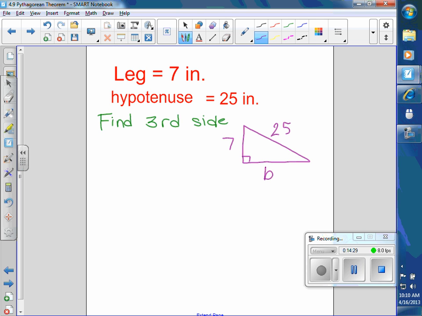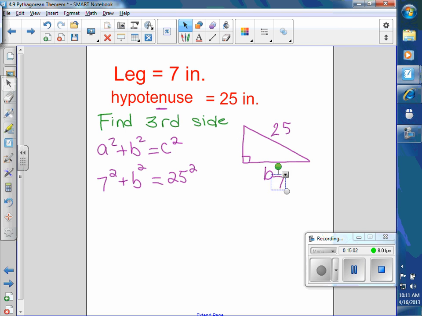Let's call this B. I would draw a picture and then do what he's saying. Do like the square. So he's saying you would do 7 times 7, so that's 7 squared, right? We don't know B because we're looking for one of the other legs, but we do know the hypotenuse is 25. It doesn't matter if you have the 7 over here and you call this A.